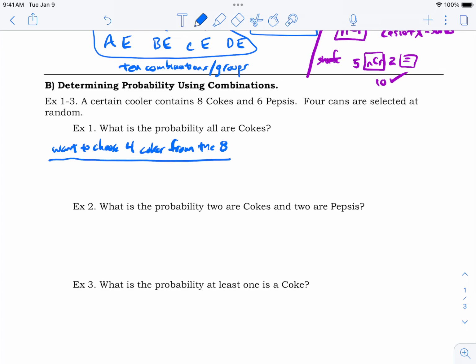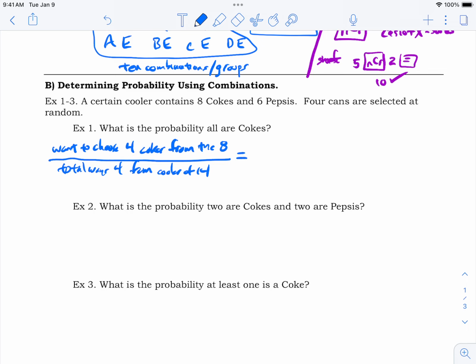And the total possibilities would be, well, you think of it this way, the total ways to choose 4 from the cooler, from the cooler of 14. I'm going to choose 4. How many ways can I choose 4 from the 8 Cokes? How many ways can I choose 4 from the cooler? The ratio of those two possibilities is going to give us our probability.